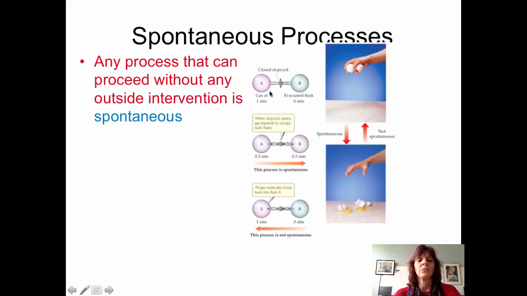Here's a little more scientific kind of example. If you've got a gas at 1 atmosphere in this container and a closed spigot and another empty flask, if you open that spigot, the gas is going to spread out amongst those two containers. That is spontaneous. It would not be spontaneous for it to go in the other direction and have all the gas particles in one container.